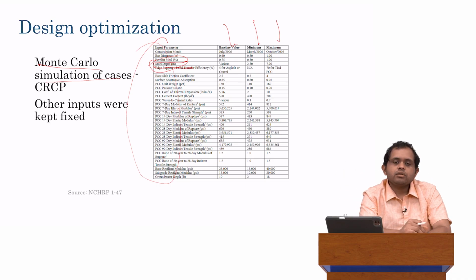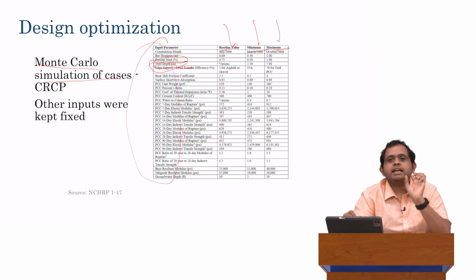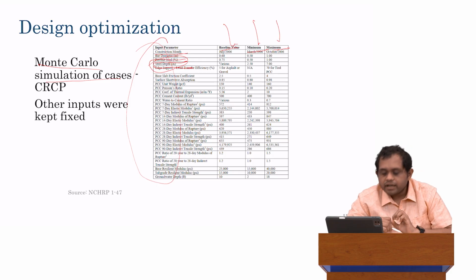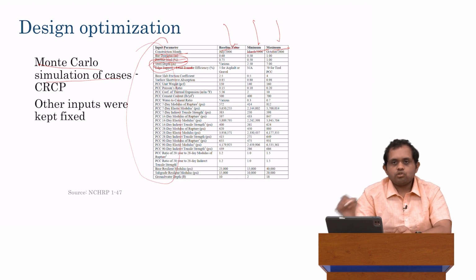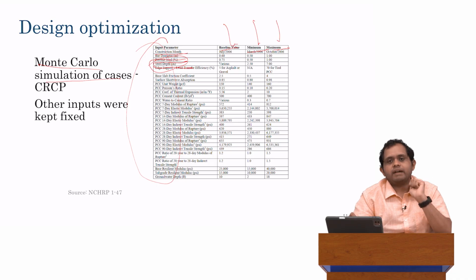They basically did the following. They chose each variable among these 3 possible values: the baseline, minimum, and maximum. They chose a value at random. So for example, for construction month, they chose one of these 3 at random. The next one, the bar diameter, that is the diameter of the steel, they chose another value at random. So basically, they went through each row and they chose one value at random.